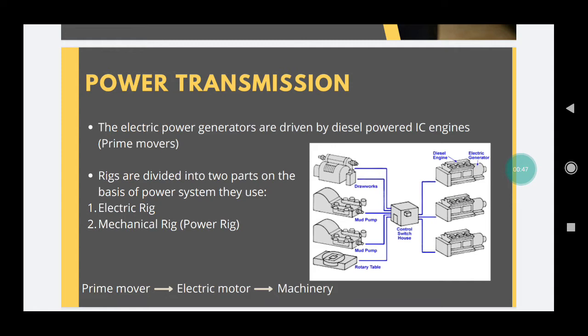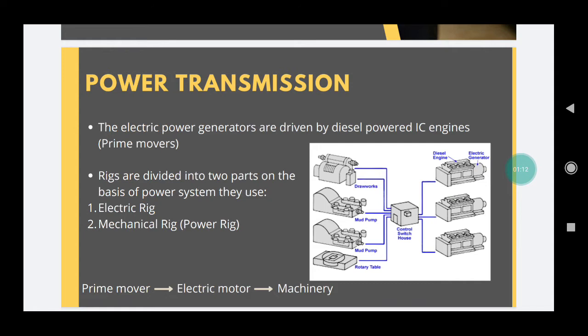Now actually the power from the prime mover is transmitted to the electric motor, and the electric motor transmits this power from the prime mover to the machinery present at the rig. By machinery I mean the drawworks, mud pumps, rotary tables, etc. Any machine that requires power is known as machinery here.